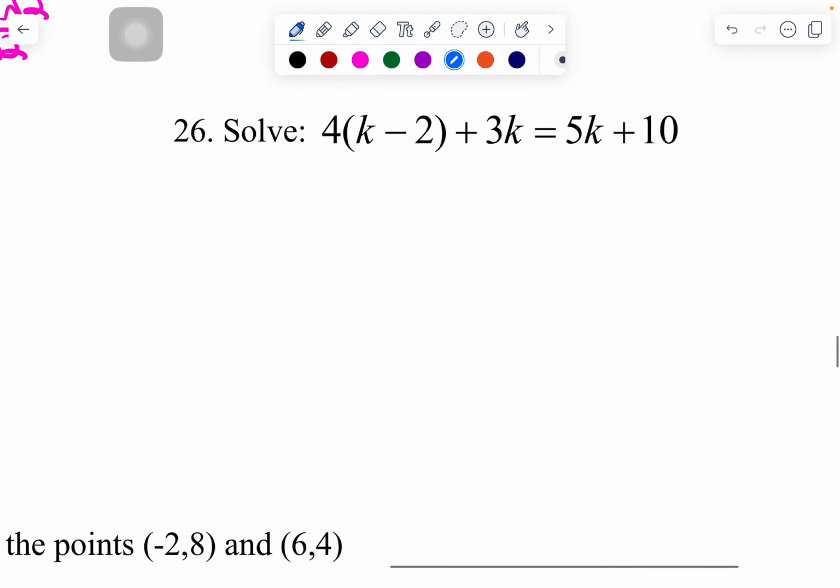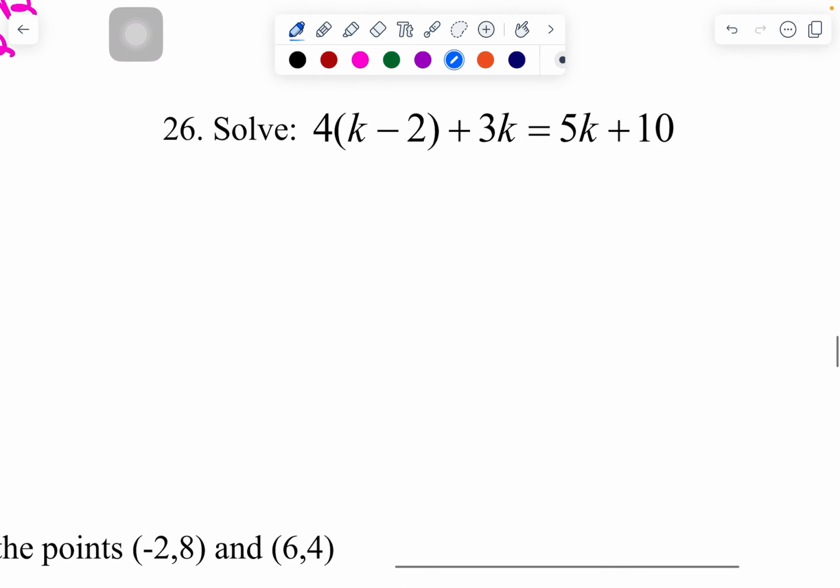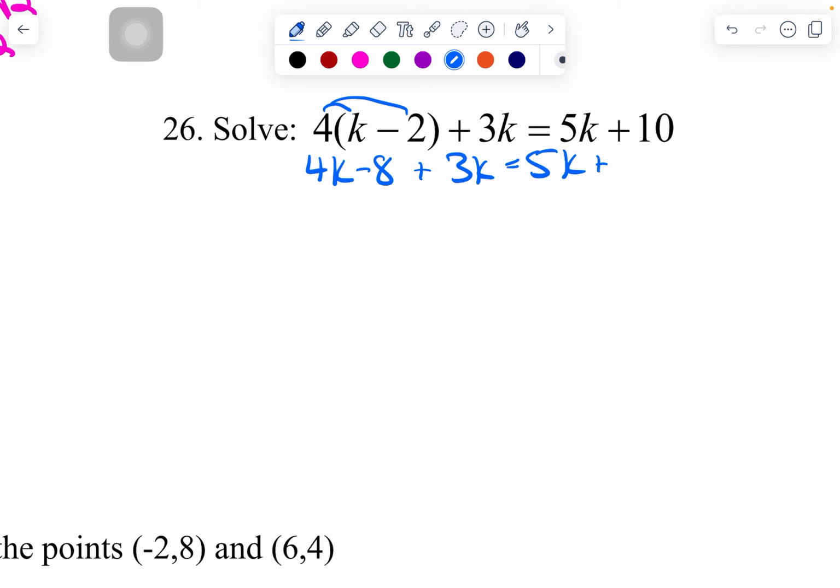I knew there was a 26 around here somewhere. So let's go ahead and distribute. So that's going to be 4k minus 8 plus 3k equals 5k plus 10. Nothing else to distribute there. On the left side, I'm going to go ahead and combine these like terms. So 7k minus 8 equals 5k plus 10.